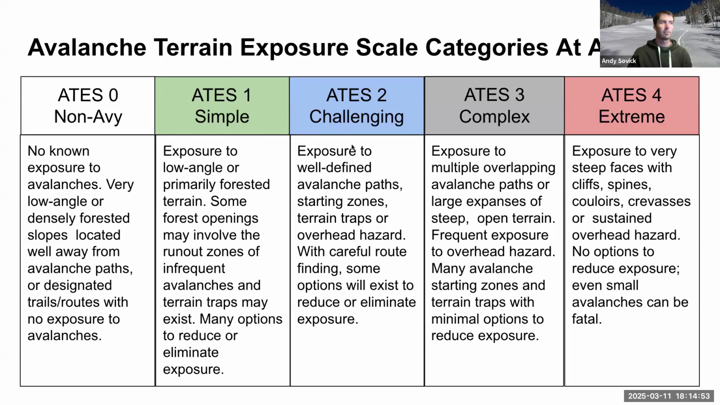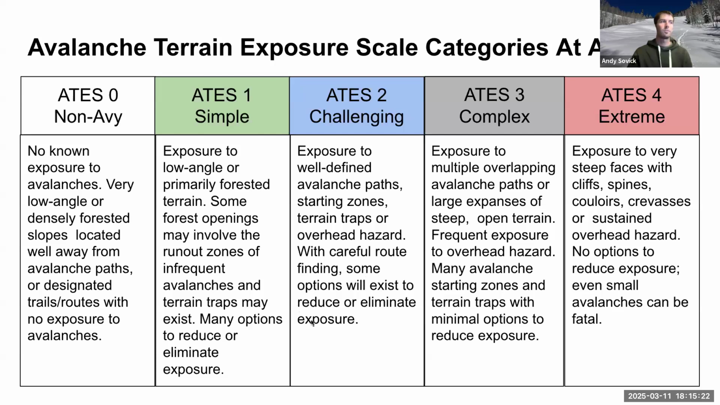As we go up the scale, challenging, what a lot of us find ourselves skiing in. Despite the pretty blue color, it is dangerous avalanche terrain. It's exposure to well-defined avalanche paths and starting zones, terrain traps, overhead hazard. But with careful route finding, some options will exist to reduce or eliminate your exposure. So yes, it's more dangerous, but I also really like studying challenging terrain as a skier because of this key component.